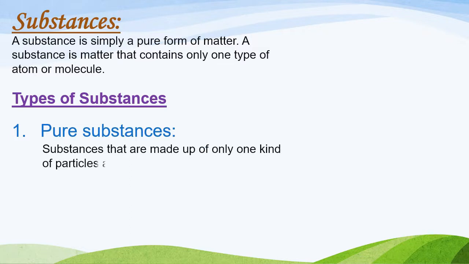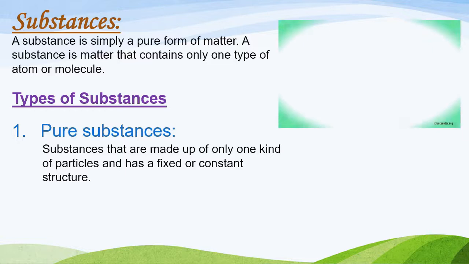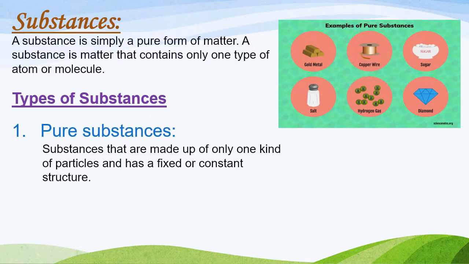Pure substances are made up of only one kind of particles and have a fixed or constant structure. It is made up of one kind of particles and it cannot change its structure. Now here some examples of pure substances are given. For example, gold metal, copper wire, sugar, salt, hydrogen gas and diamond. These are some examples of pure substances.